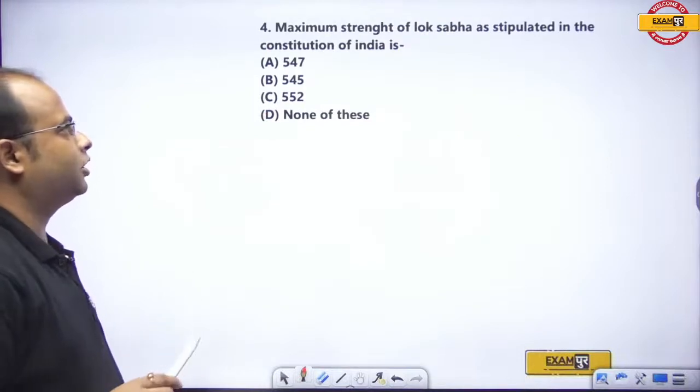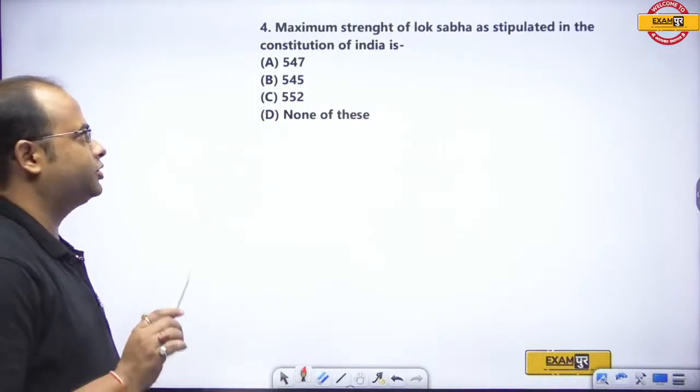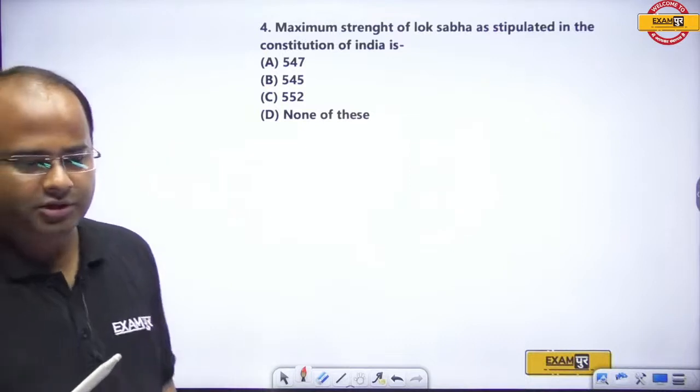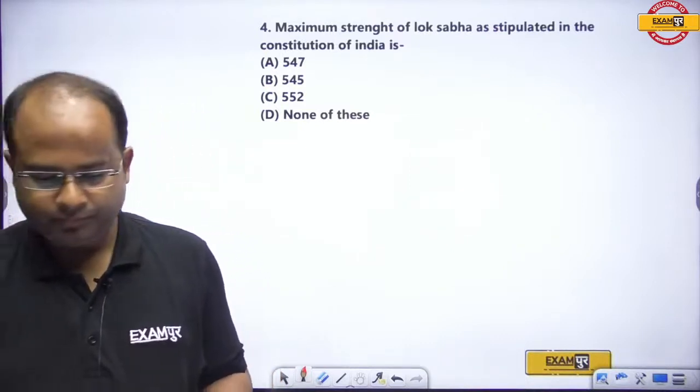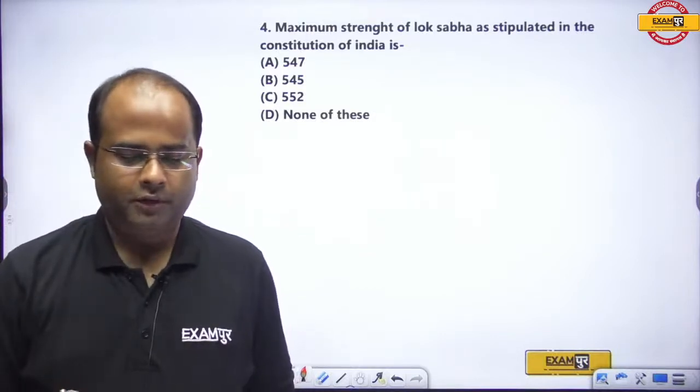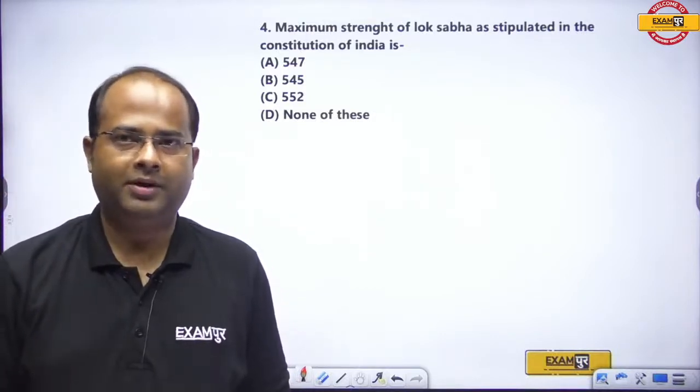Now, the maximum strength of Lok Sabha as stipulated in the Constitution of India. What is the maximum strength of Lok Sabha, guys? Very easy question for all of you.